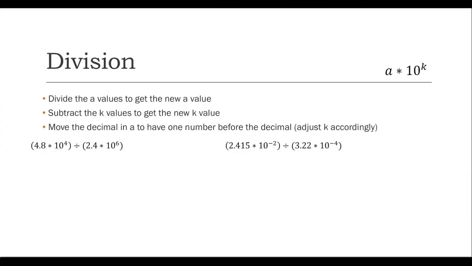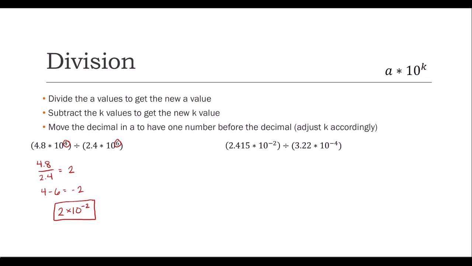For dividing with scientific notation, the first thing we're going to need to do is to divide the a values to get a new a value. So we'll take our 4.8 and divide that by 2.4, which just gives us 2. And then we'll find our new k value by taking these k values and subtracting them. So we'll do 4 minus 6, which gives us a negative 2. So then we get 2 times 10 to the negative 2. And since there's just one number, then we don't need to move any decimals. So this is our final answer for this problem.